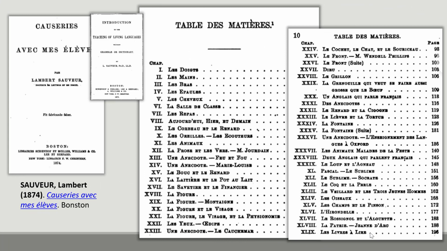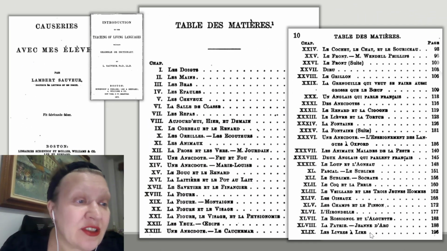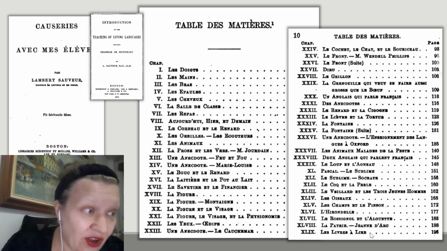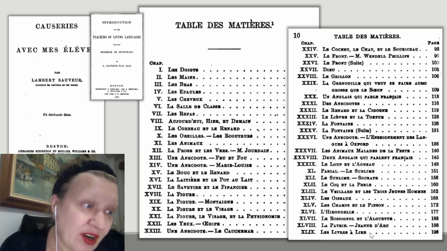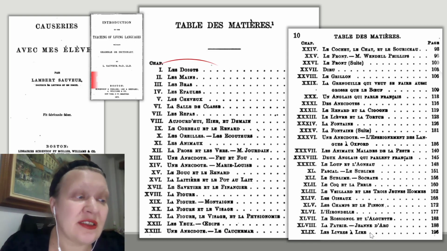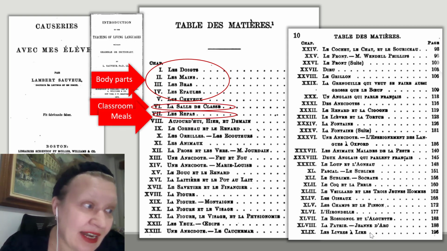The French second language textbook by Lambert Sauveur, Causeries avec mes élèves, Talks with My Students, published in 1884, illustrates that approach. Sauveur's book is divided into chapters named after the topic of the teacher-learner's dialogue. All these topics are related to French cultures, the small c or the big C one. The teacher and learners discuss body parts, really in the classroom, meals and animals.